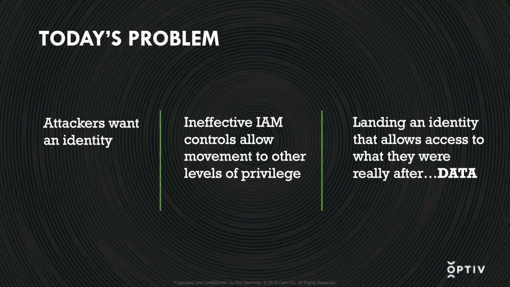When you look at what the anatomy of a breach is, attackers want to get an identity. They want to operate under a user context, whether that's an interactive user, a system user, a service account. No matter what it is, they want an identity context that they can use to get in, and then find a way to leverage ineffective controls to elevate their privilege. Once they're allowed to elevate their privilege, then they can get to what they really want, and that's the data.